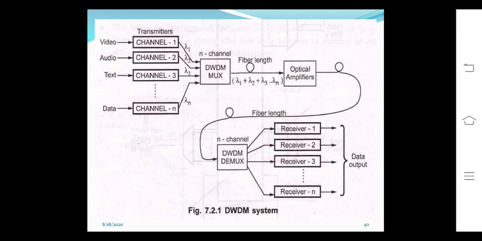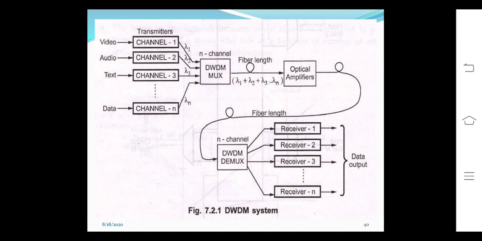So this is a diagram which shows the DWDM system. You can see different channels are allotted. So n number of channels are allotted to transmitters which use different wavelengths: lambda 1, lambda 2, up to lambda n. You can transmit video, audio, text, any data through these transmitters. So n channels are present.